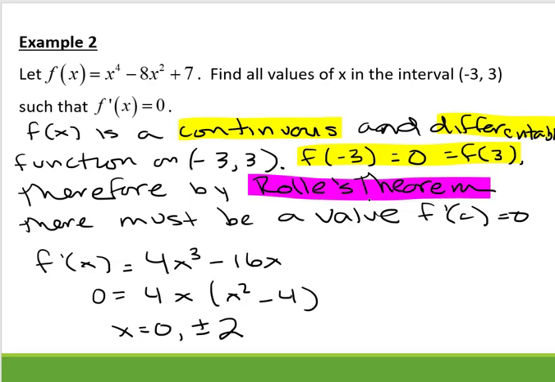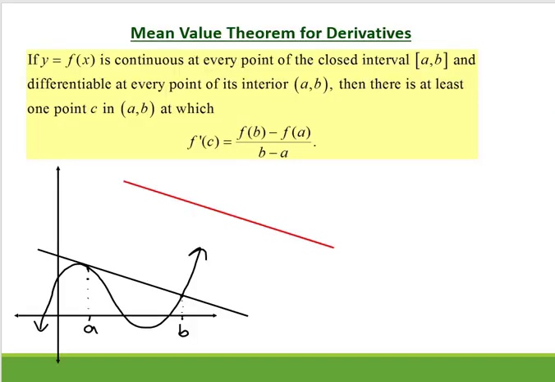Now, quite honestly, Rolle's theorem is not on the AP exam. But what is on the AP exam is our mean value theorem. So I have the mean value theorem for derivatives. If f of x is continuous on the closed interval and differentiable at every other point in the interior, there must be at least one value such that my derivative equals the secant line. What that means is the derivative at some point equals the secant line. Keep that in mind. Okay, derivative equals secant line.